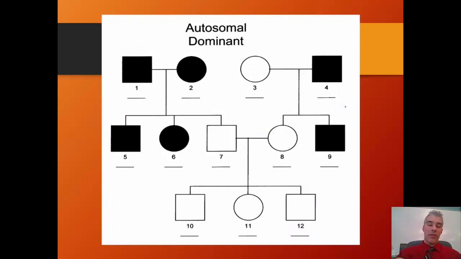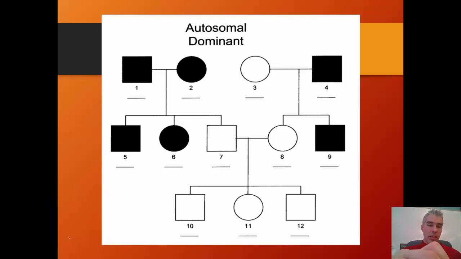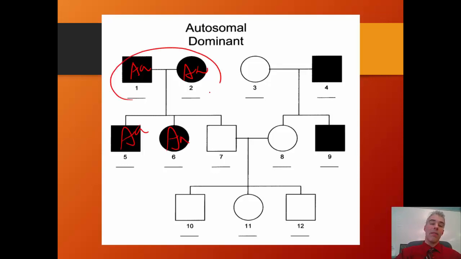Now we can assign the different genotypes here. Let me select that. So big A, little a, big A, little a, big A, little a, big A, little a. Now we don't know, these could be big A, it depends. We know these parents have to be big A, little a though, because they have a child that is little a, little a. So all unaffected individuals in this case are going to be little a, little a.